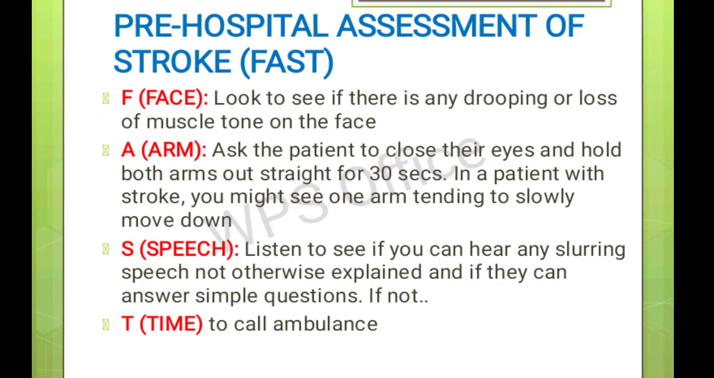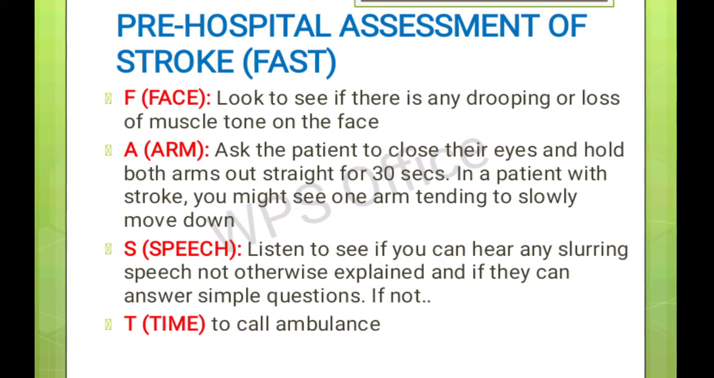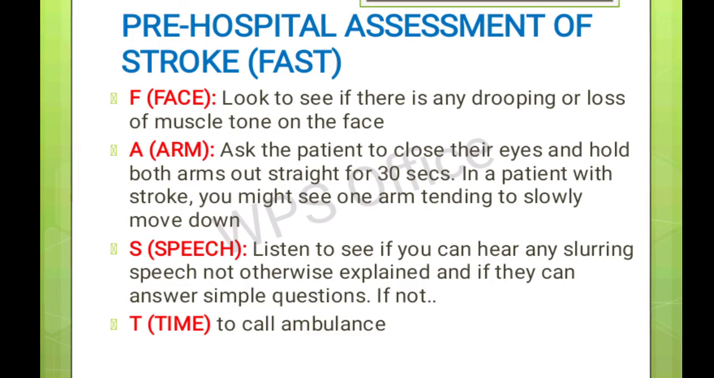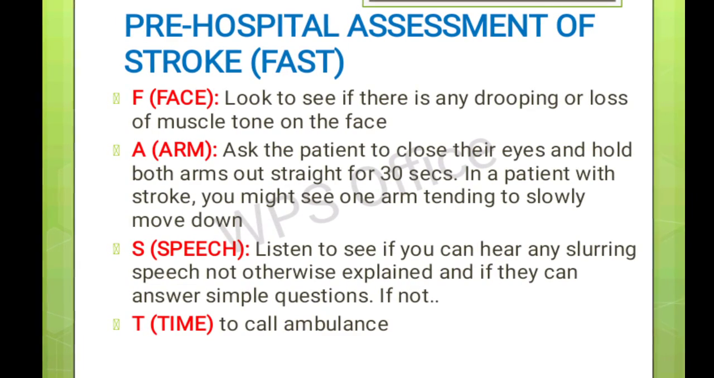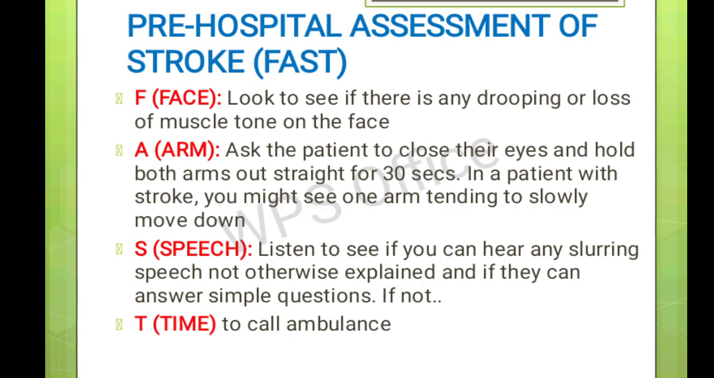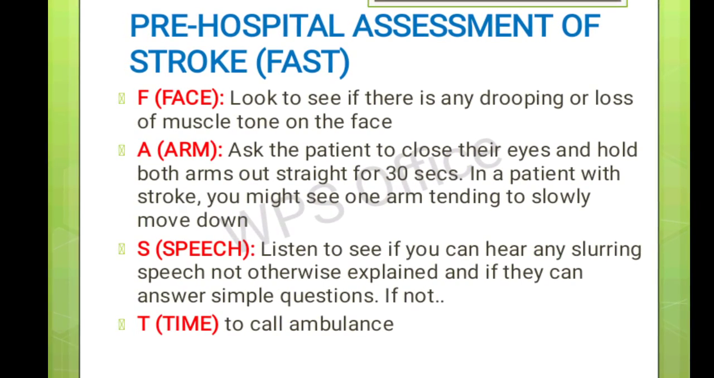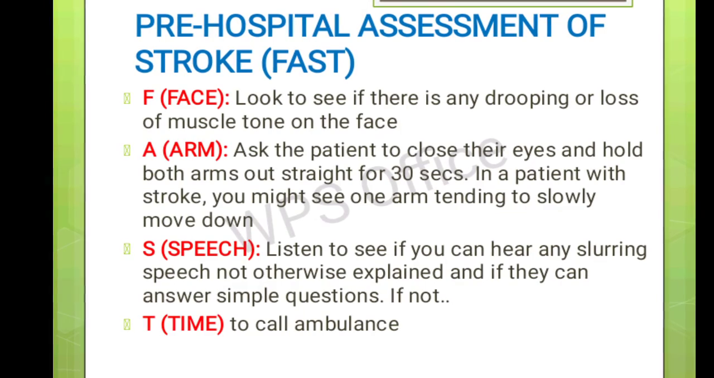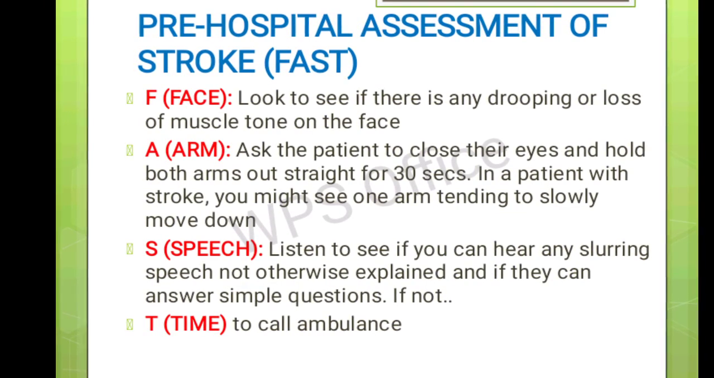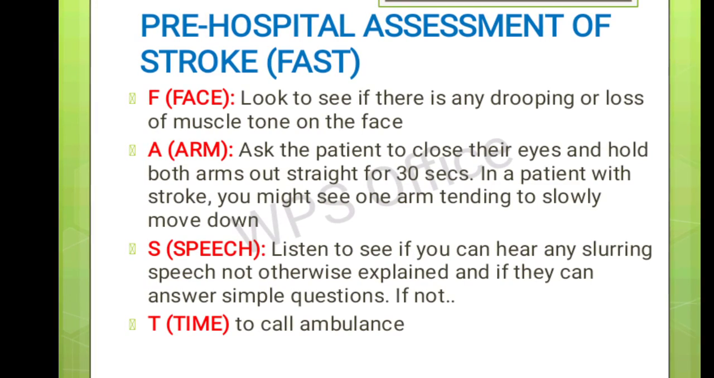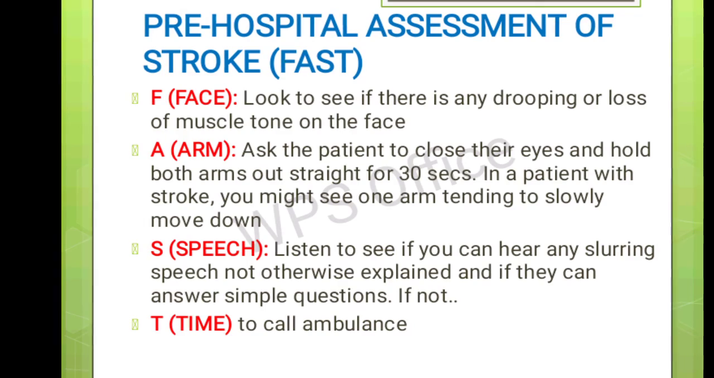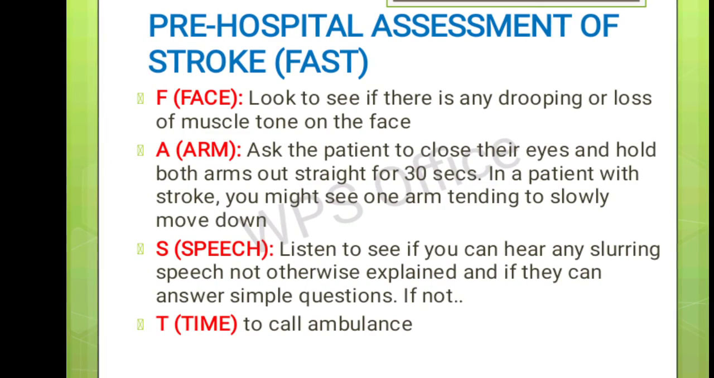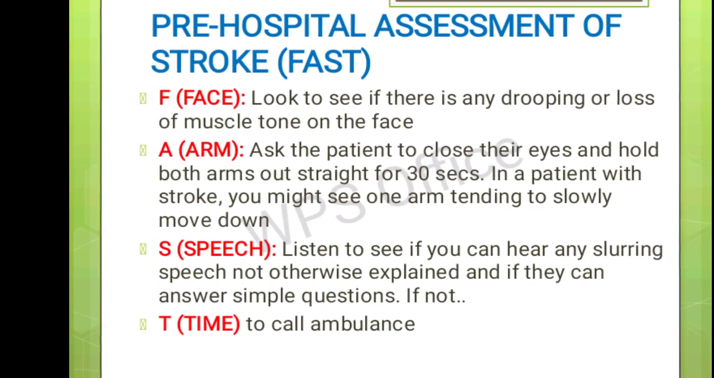In F, first we should look at the face to see if there is drooping or loss of muscle tone. Usually we will see drooping on one side of the face. For the arm, we should ask the patient to close the eyes and hold out the arm straight for 30 seconds. If the patient has a stroke, we might see one arm slowly moving down. For speech, we should listen for any slurring. When we ask any questions, the person will not be able to answer properly. Then last is time. If all these criteria occur, then it is time to call the ambulance.